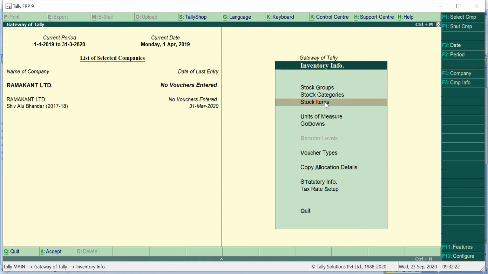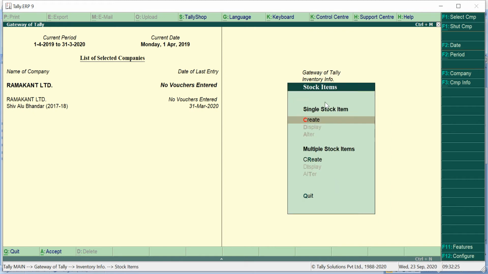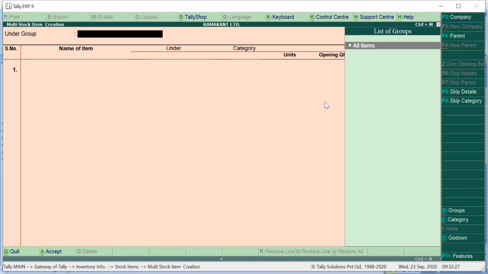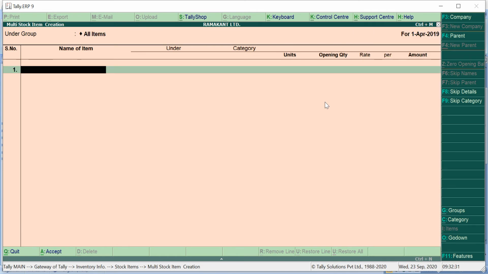Now we'll go to stock items. Under which group? All items.